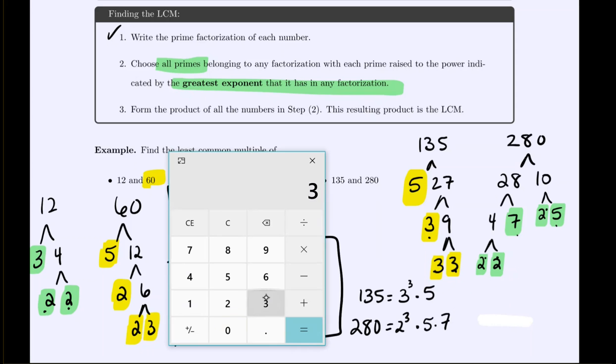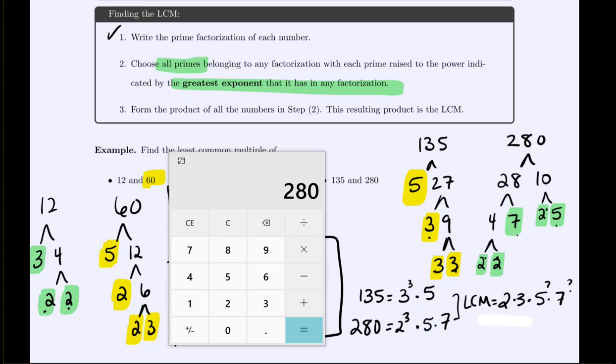Now if we wanted to, remember you could always check your work. That definitely is 135, checking the next one. 280, so those are correct. Now to find the least common multiple from these, remember you write down any prime that ever occurred. So that means there's going to be a prime 2, prime 3, prime 5, prime 7: 2 times 3 times 5 times 7.